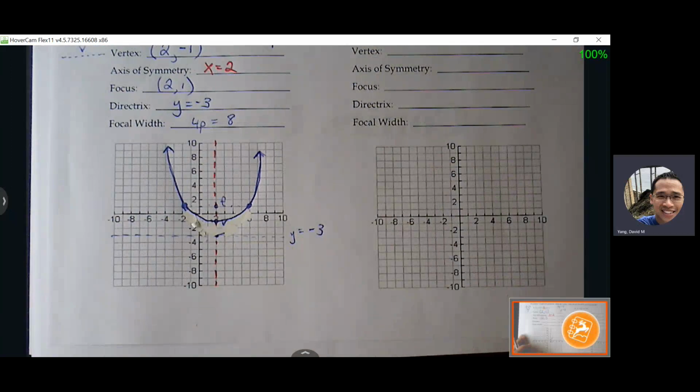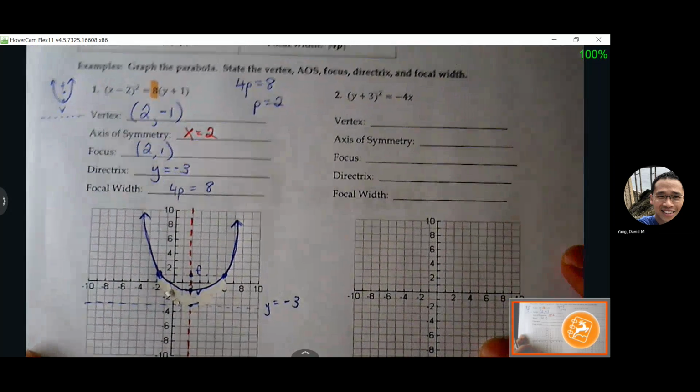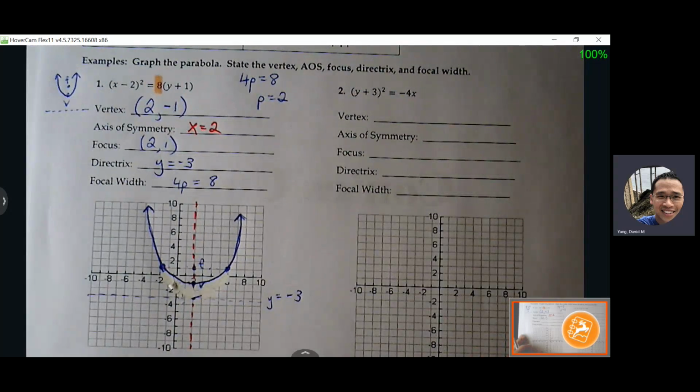Okay, so my parabola has to go through the vertex. My vertex is my lowest point. But I'm going to go through those focal width endpoints to provide the shape of my parabola. Okay, any questions so far?